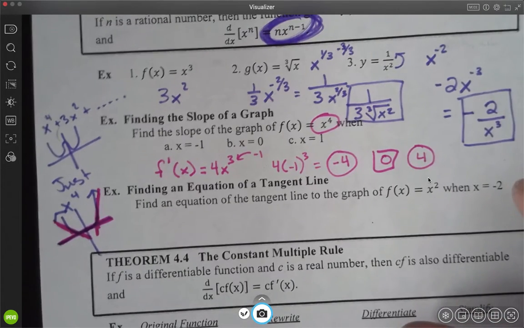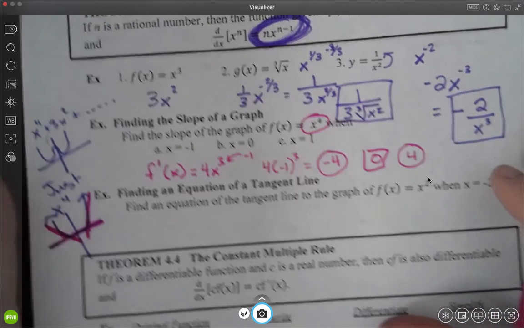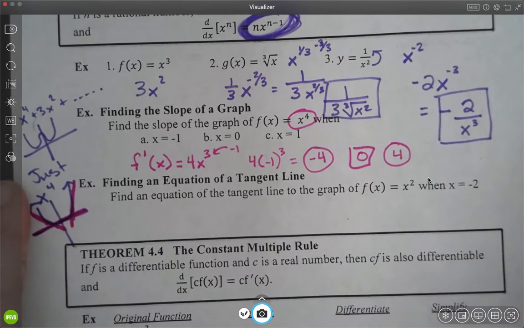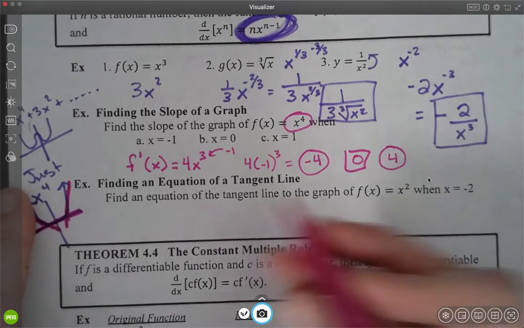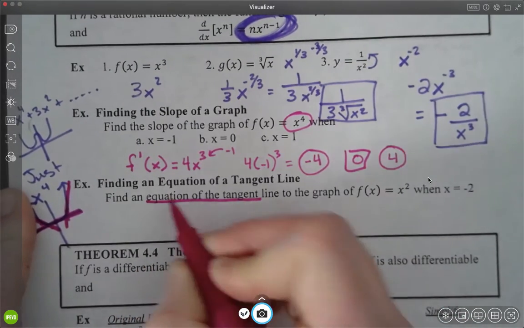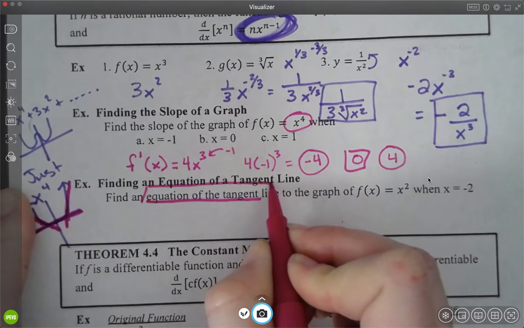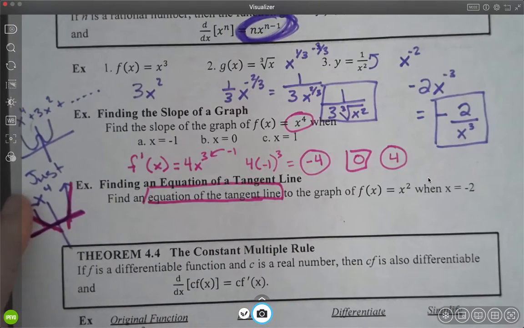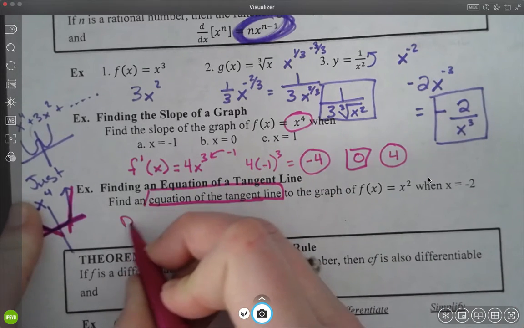Okay, now, find an equation of the tangent line to the graph of x squared when x is -2, okay? Now, here's one step further. Equation of the tangent line, okay? Derivative gives me slope of the tangent line.